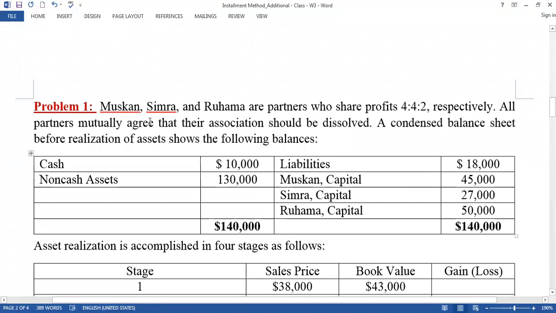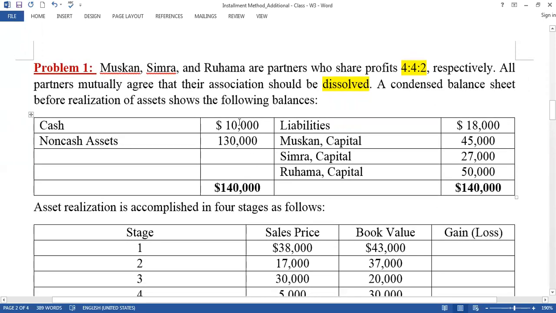So read this question: Muskan, Shimra, and Ruham are the three partners who share profits and losses based on this ratio. This is their profit sharing ratio, and all partners mutually agree that their association should be dissolved. So they decided mutually that they are going to close their partnership business. All the balances before the liquidation are as follows.